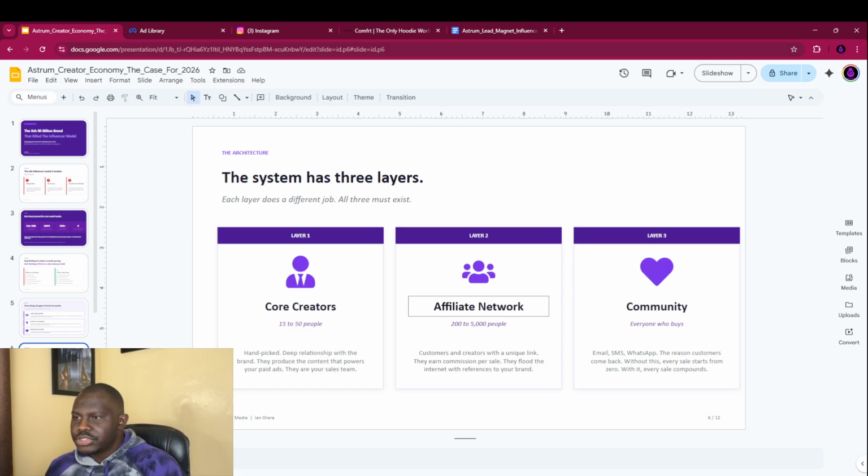Two, the affiliate network. You have 2,000 to 5,000 people. These co-creators are like your main team, right? It's internal. Then you can expand to affiliates next. So you start with co-creators, then you go to affiliates, right? Customers and creators with a unique link. They earn a commission per sale. They flood the internet with references to your brand.